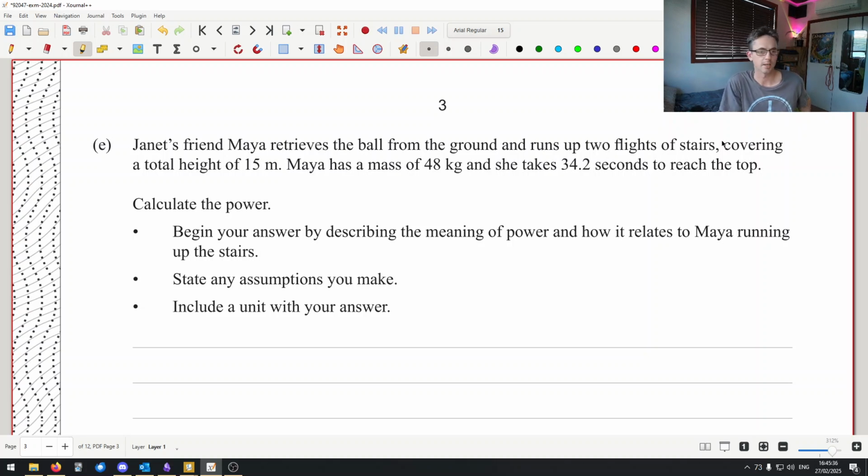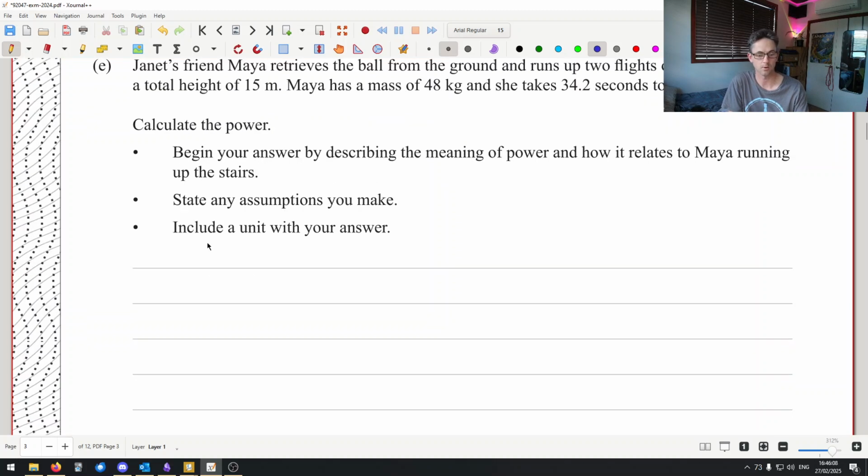In this case here, it says Janet's friend Maya retrieves the ball from the ground and runs up 2 flights of stairs covering a total height of 15 meters. Maya has a mass of 48 kg. She takes 34.2 seconds to reach the top. Let's calculate the power. That requires using your calculator, unless you can do the math in your head. And begin your answer by describing the meaning of power and how it relates to her running up the stairs. State any assumptions you make, include a unit within your answer. You should always be including units anyway.